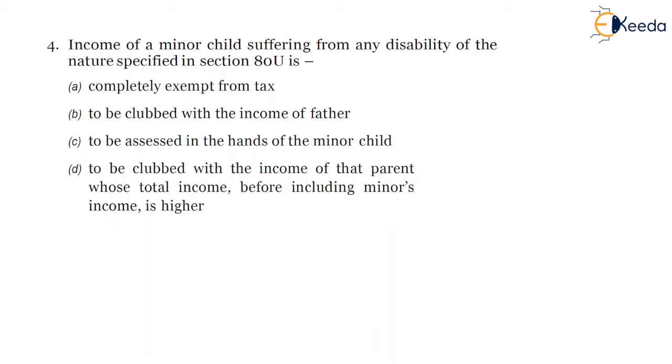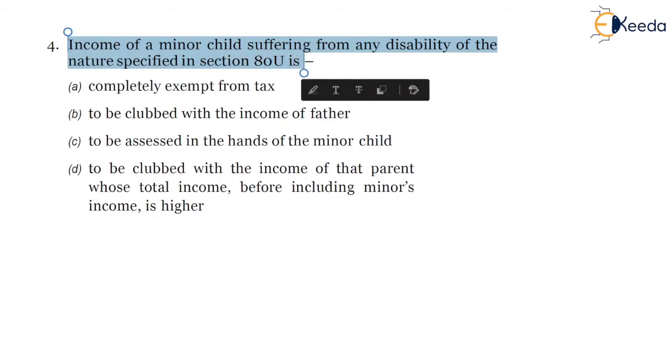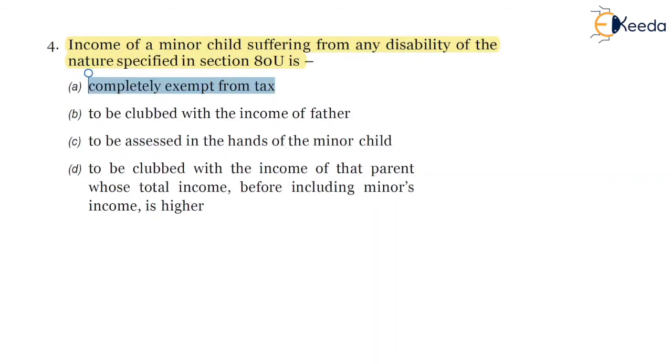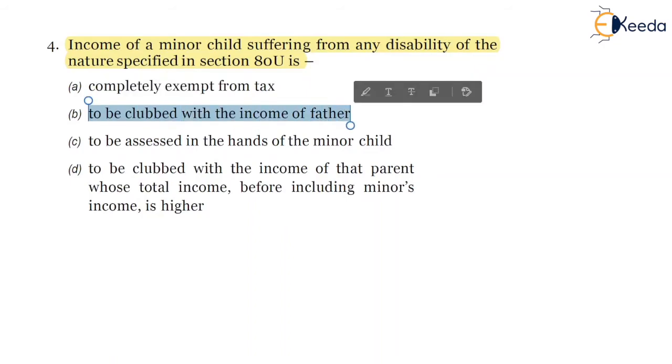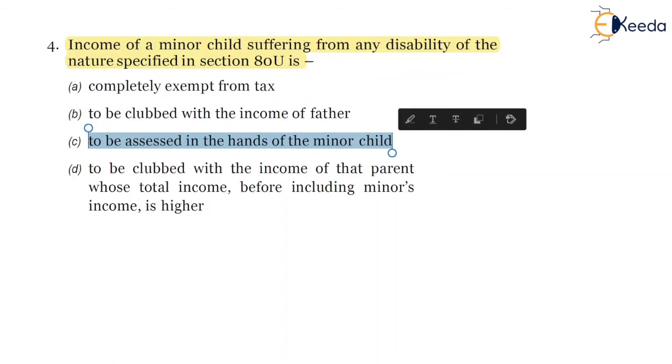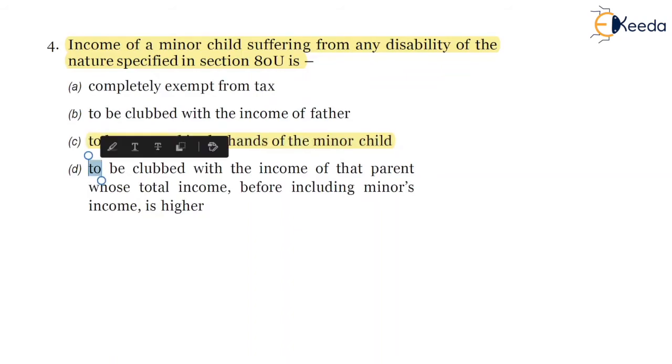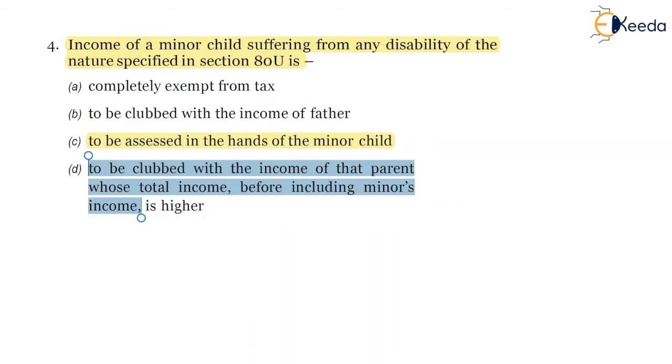Next part: income of a minor child suffering from any disability of the nature specified in section 80U. As per section 64(1A), the income will be taxable in the hands of the minor child. Income will be taxable in the hands of such a minor child who is suffering from disability, and nothing will be clubbed in the hands of either of the parents, right? So completely exempt? No, it is not exempt. To be clubbed with the income of the father? No. To be assessed in the hands of the minor child? Yes. To be clubbed with the income of that parent whose total income before including the minor's income is higher.